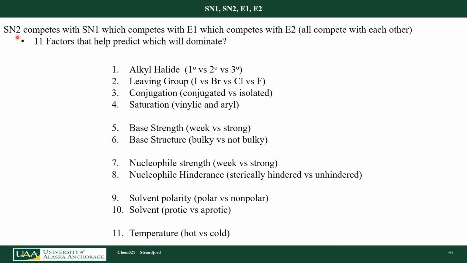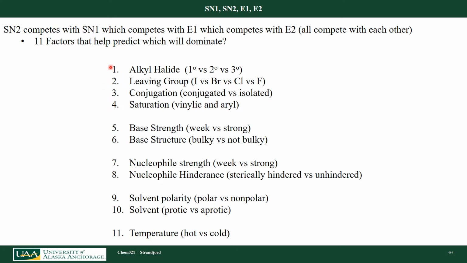Let's now look at all four of these chemical reactions and their mechanisms to try to determine what factors will actually influence the reaction products that are made. So typically, SN2 reactions compete with SN1 reactions, which together compete with E1 reactions, which together compete with E2 reactions. In other words, all of these reactions are competing with each other. There are 11 common factors that will help us predict which of these reaction mechanisms dominate and in turn help us predict which reaction products dominate.